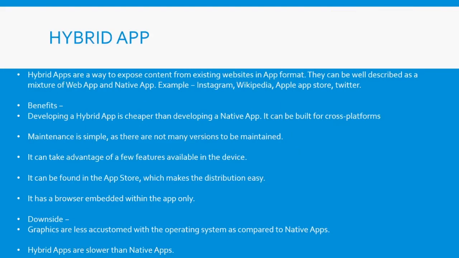Now, the third type of mobile app is the hybrid app. Hybrid apps are just a mixture of both the web app and the native app. So, for instance, Instagram is a form of hybrid app, and Twitter is also a form of hybrid app, because you can either download them and use them on your mobile device, or you can access them as a web page.